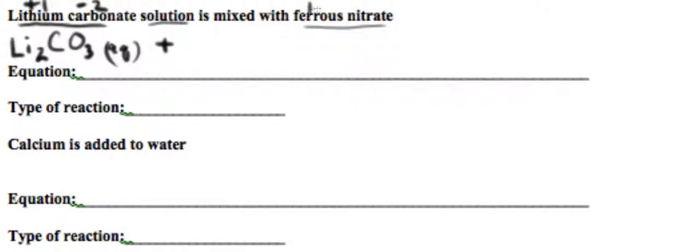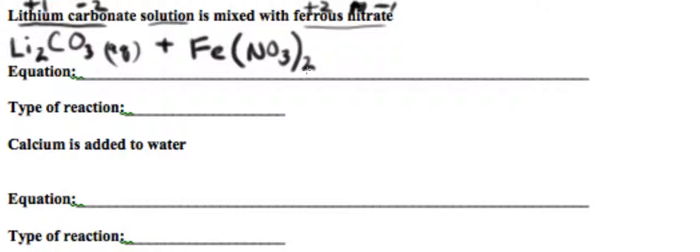Ferrous is +2 and nitrate is -1. So that's going to be Fe(NO3)2. That's nitrate's -1, so we need 2 of them. And just as all lithium compounds are soluble, all nitrate compounds are soluble. Okay, now let's try to figure out what kind of reaction this is going to be.